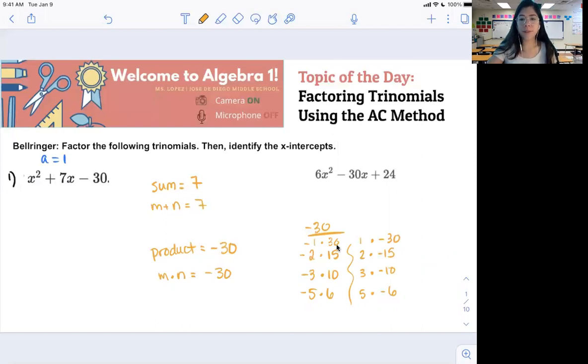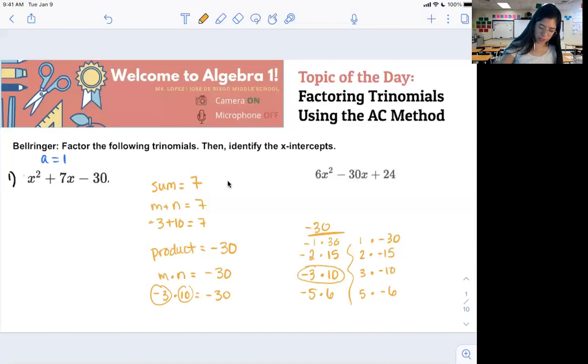Okay, so after you list all of the possibilities, you have to think, okay, is there a combination that adds up to positive 7? Which combination adds up to positive 7? Good, negative 3 and positive 10. That's our magic numbers, because negative 3 plus 10 equals 7, and negative 3 times 10 equals negative 30. So the two magic numbers are negative 3 and positive 10.